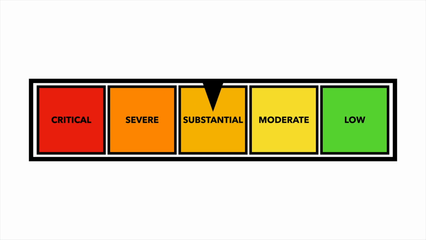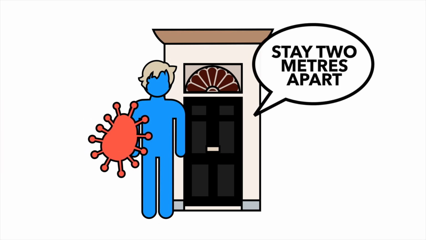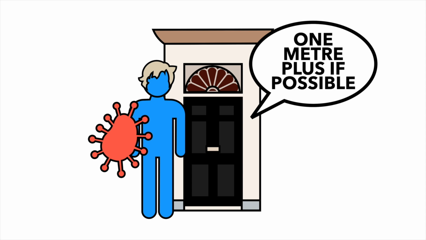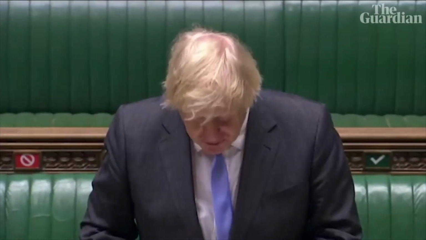So on Tuesday, a few days after the UK changed its coronavirus alert level from 4 to 3, Boris Johnson announced that the official coronavirus distancing guidance had changed from 2 metres to 1 metre plus, which means they should remain 1 metre apart while taking mitigations to reduce the risk of transmission.